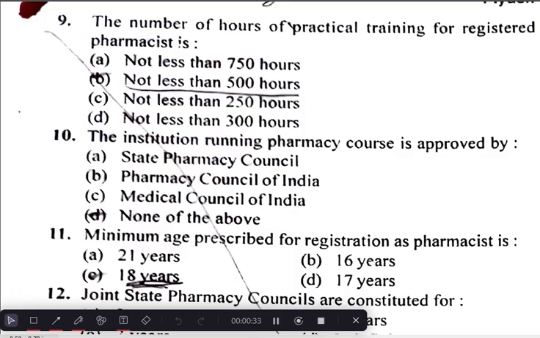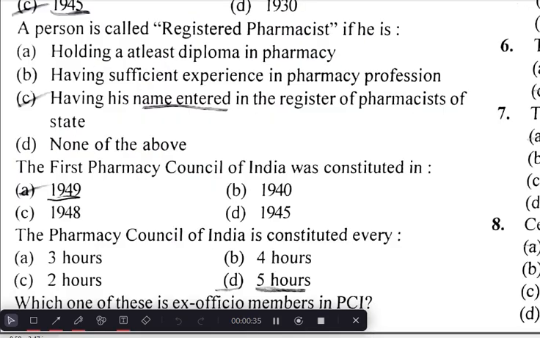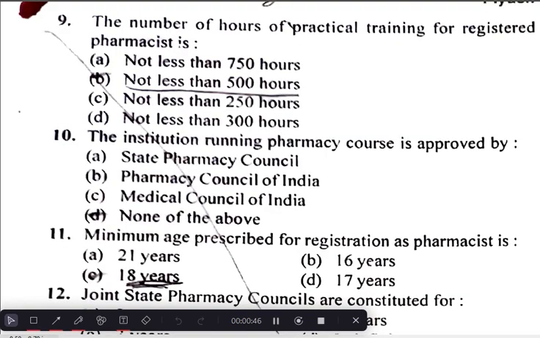The Pharmacy Council of India is constituted after every 5 years. 5 years actually, it should not be hours, of course. The number of hours of practical training for registered pharmacists is not less than 500 hours.